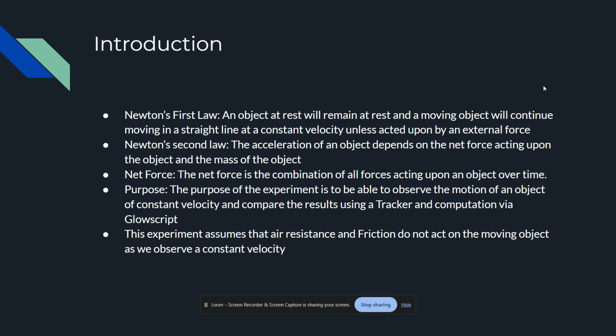Net force is the combination of all of the forces acting upon the object over a period of time. Since the net force is zero in this experiment, the object will not be speeding up or slowing down. The purpose of this experiment is to observe the motion of the object with a constant velocity due to no net force and compare the results using Tracker and GlowScript for computation. Additionally, in this experiment, we will be assuming friction and air resistance do not act on the ball, as we are trying to observe the motion of an object with a constant velocity.